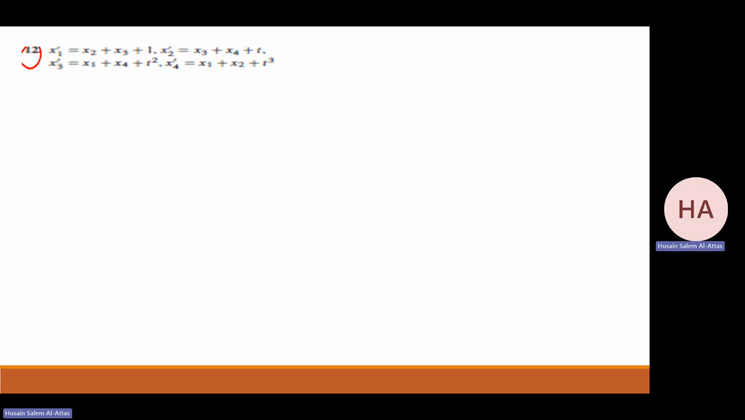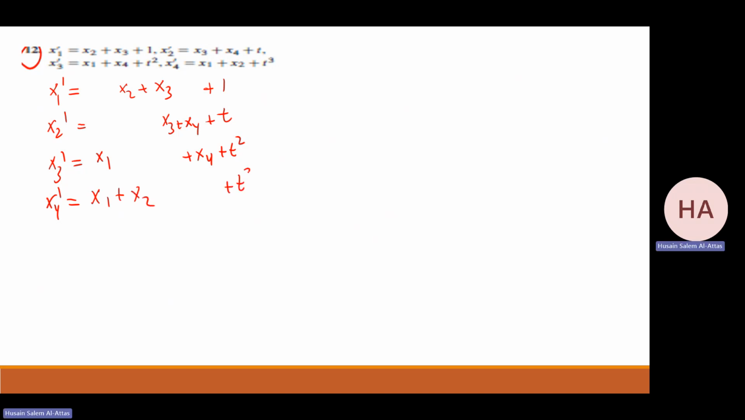More. I have 4 now. So let me write them. x1 prime. I don't have x1. I have x2 plus x3. I don't have x4 plus 1. I think this way it will make it more clear for me. x2 prime. I have x3 plus x4 plus t. x3 prime. That will be x1 plus x4 plus t squared. x4 prime. That will be x1 plus x2 plus t cubed.